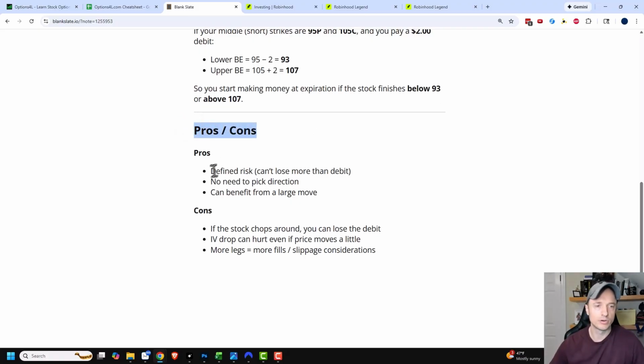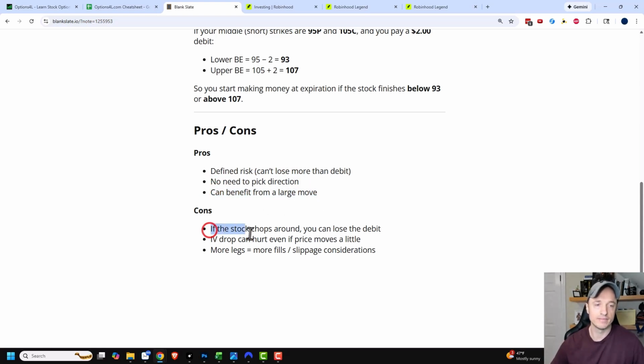Pros and cons. Pros, it's a defined risk strategy, so you can't lose more than your debit, so that's kind of nice. You know the risk going into it. You're not going to lose unlimited money or anything like that. You don't need to pick a direction. You just need to be correct in that it makes a big move either up or down. And like I've said many times, it benefits from a large move.